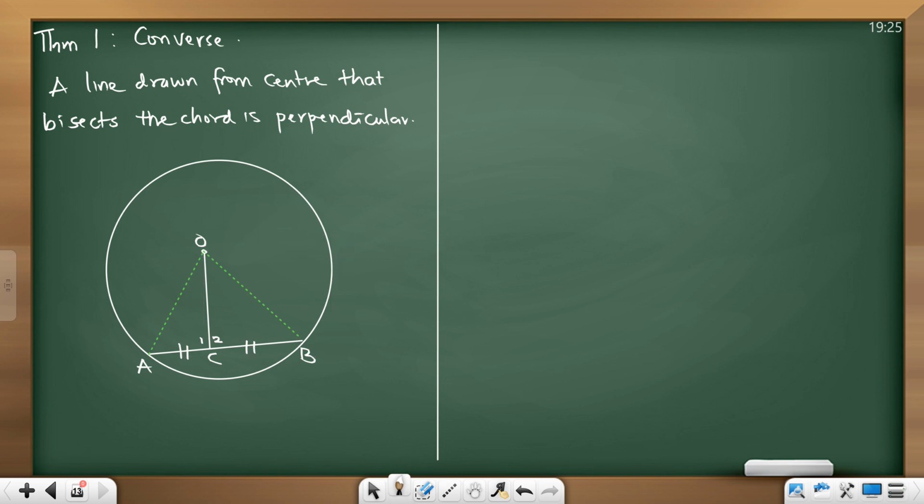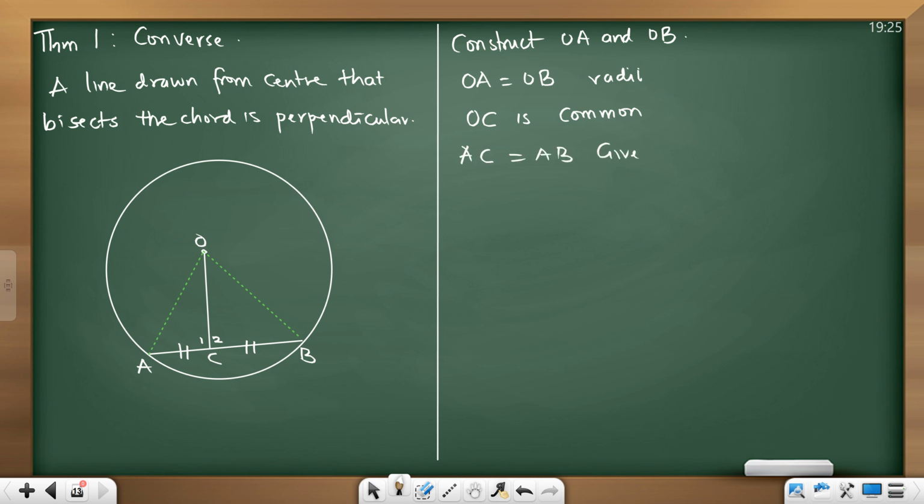OA. So let's do that together, everybody. Construct what? OA and what? Remember now we don't have an angle, so we cannot use side angle side. But check. I'm going to say OA is equal to OB. What's your reason? Radii. OC is common. AC is equal to AB. Given. Do you notice? AC is equal to BC.